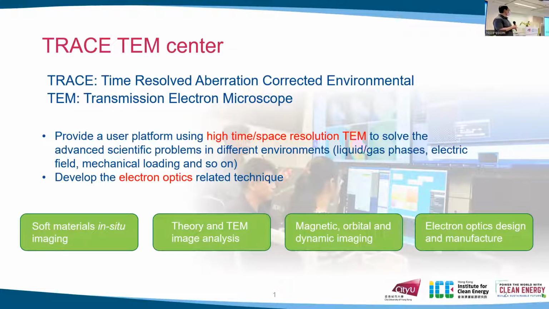In our center, there are 4 teams. One is source material in situ imaging, another is theory and TEM imaging analysis, then magnetic, orbital, and dynamic imaging, and electron optics design and manufacture. I'm taking care of theory of TEM imaging analysis, so today my content is more related to this topic.